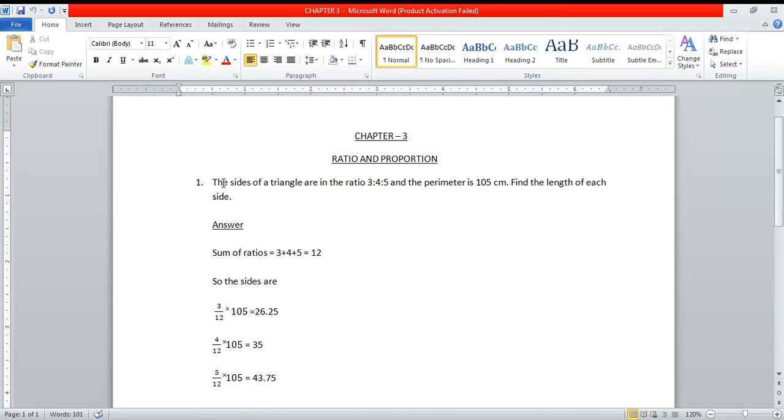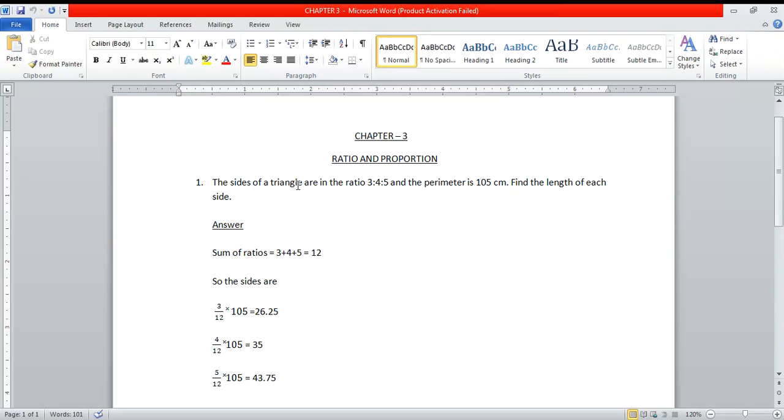The first one is: the sides of a triangle are in the ratio 3 is to 4 is to 5 and the perimeter is 105 centimeter. Then find the length of each side.